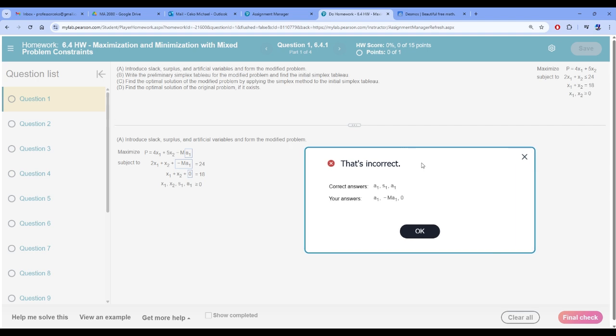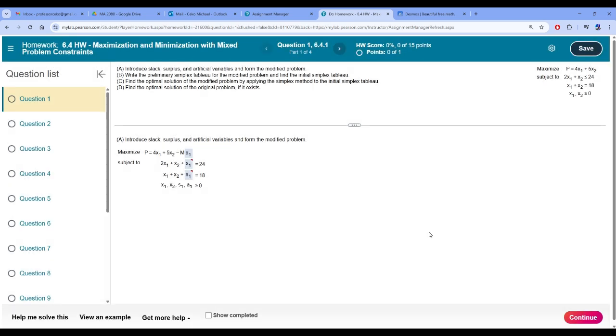Correct answers: A1, S1, A1. All right, let's try to figure this out. So here, A1 was obvious. S1 is because it's less than, and we have to add S1 to both sides. And then it's negative when it's equal to. All right, so let's try that again.